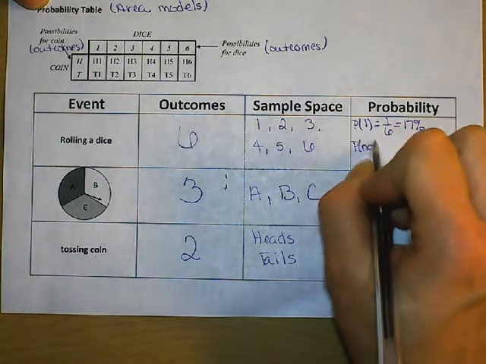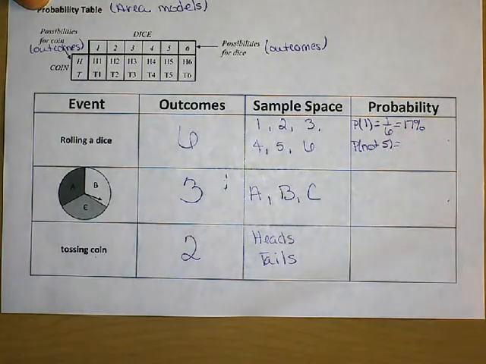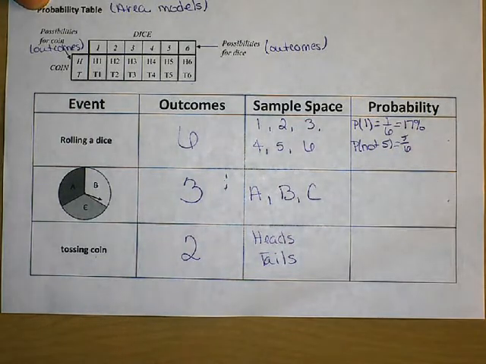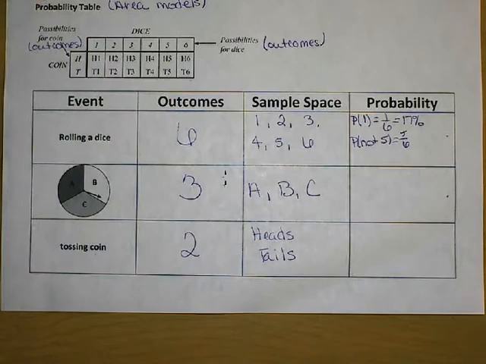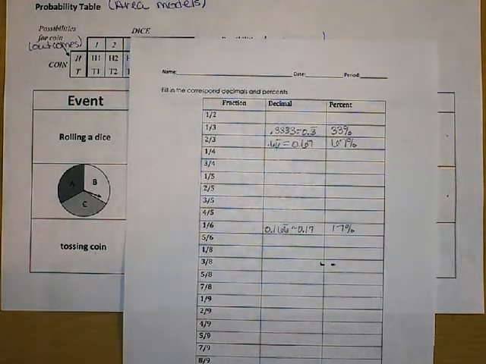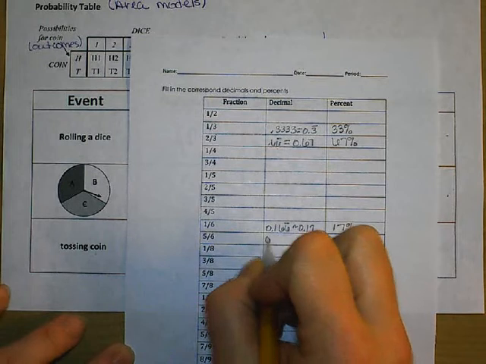How about the probability of not 5? How many of those numbers are not 5? You guessed it. It is 5 out of 6. Let's take a look at our list. Our fraction, decimal, percent, 5/6. Well, not quite sure what that one is, so I'm going to go ahead and divide it. And I get 0.83 repeating.